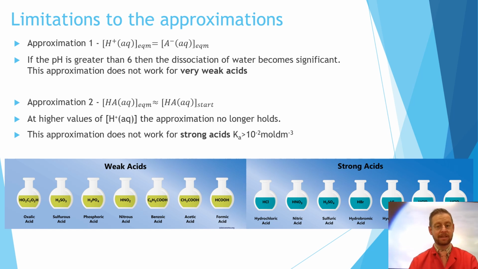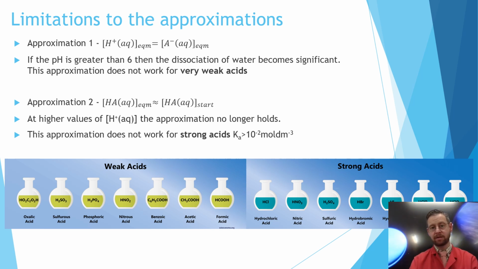The second approximation is why it doesn't work for strong acids. It's because we've made this assumption that the concentration of the acid in equilibrium is the same as the concentration of the acid to start with. In a strong acid, so many of those acids can dissociate that this is no longer true, that the concentration of the acid in equilibrium is far, far smaller than the concentration of the acid to start with. This only works when the dissociation is tiny in comparison to the starting concentration of the acid.